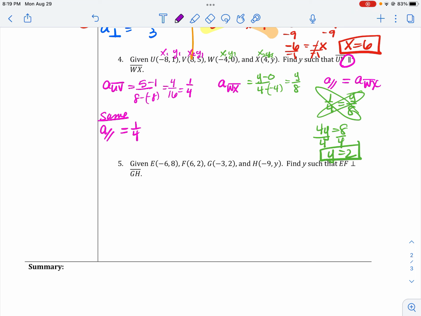I find it easiest to label the things I need to do. I need to find the slope of EF. That's the first thing I need to do. The second thing is I need to find a perpendicular. Then the third thing is to find an expression for GH. And the fourth thing is to compare the perpendicular slope to the expression that I get that's missing a value.